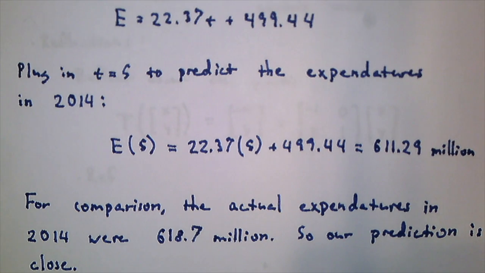For example, to predict the federal expenditures in 2014, we would plug in t equals 5 into our linear regression line. Once we do this, we can see that our prediction for federal expenditures is 611.29 million. For comparison, the actual expenditures in 2014 were 618.7 million. So our prediction is pretty close.